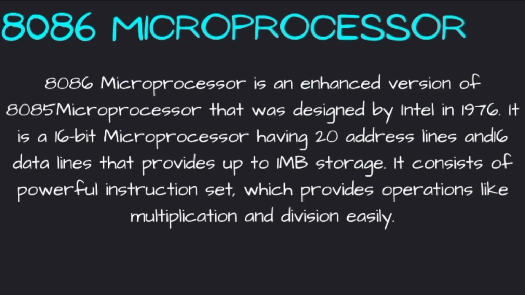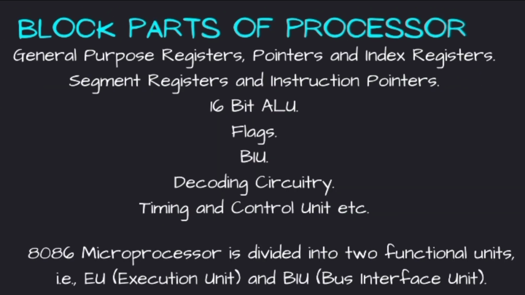The next one is an example of a microprocessor, the 8086. The 8086 is a version of the 8085 microprocessor. It was designed by Intel. It is a 16-bit microprocessor, which is in the second generation's concepts, and it has 20 address lines. It has an address and instruction set.